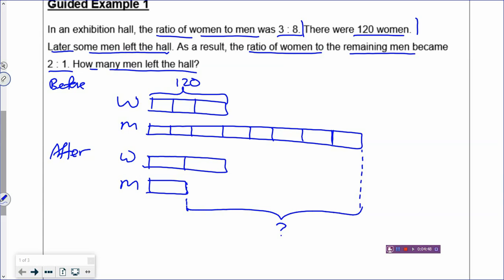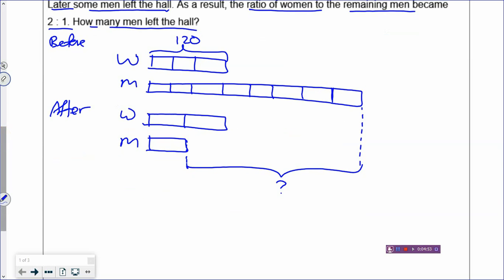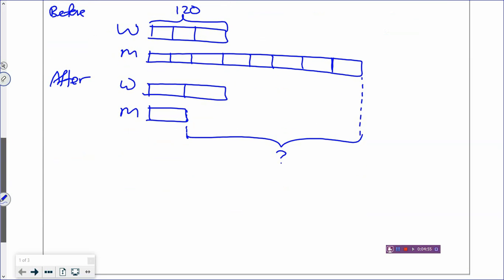Okay, your model is done. That is how the model looks like. Now if your model is good, even though it's not perfect, you can still get the answer. So how do you get the answer?